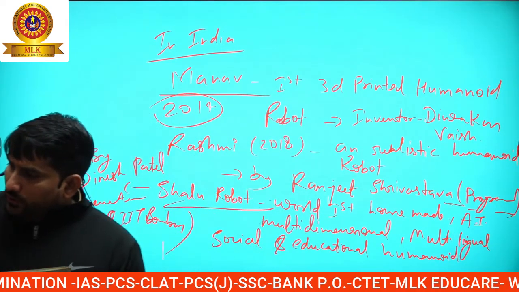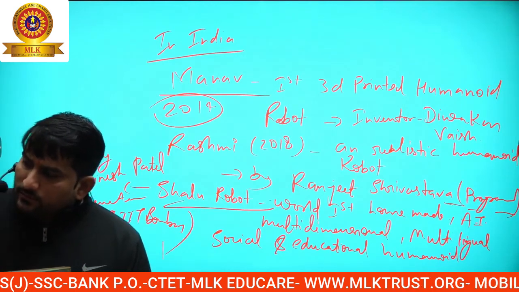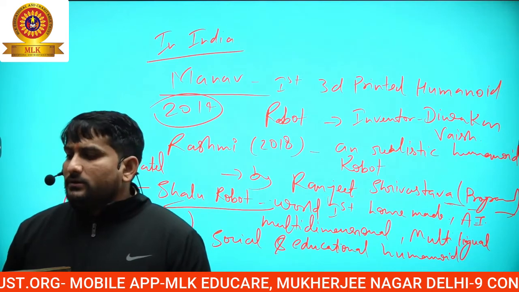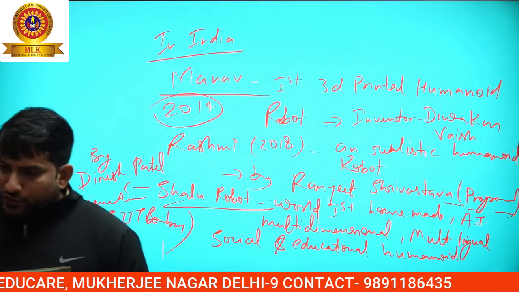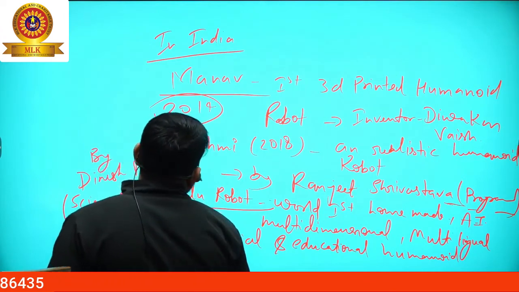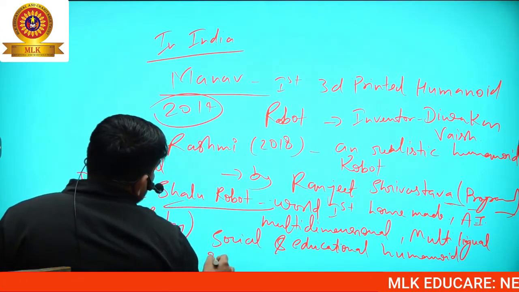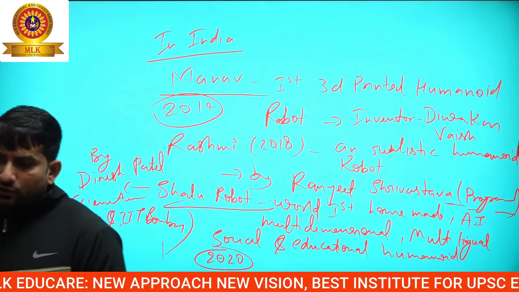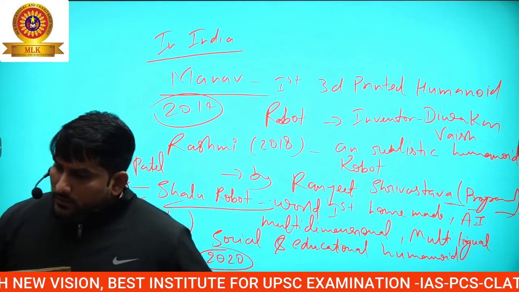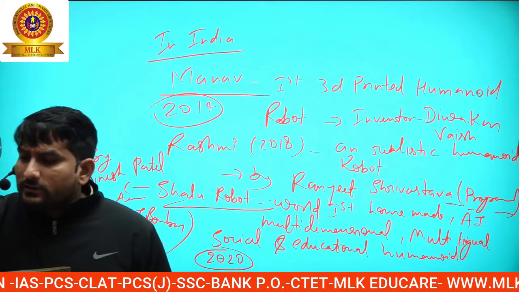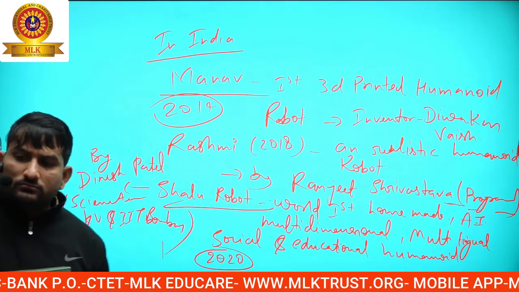No aid or assistance was provided by the government or by any industry. He developed this Shalu robot in the year 2020. The next one is Lakshmi. Lakshmi is considered the first banking robot.